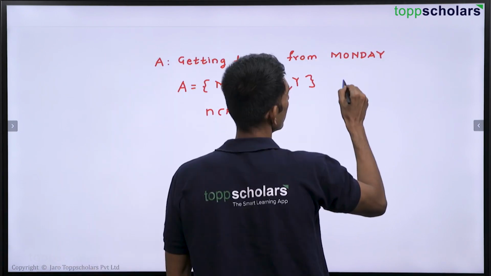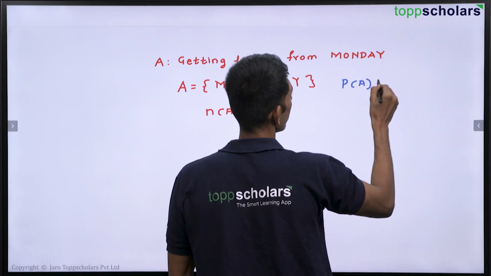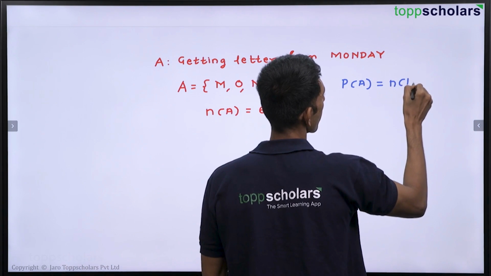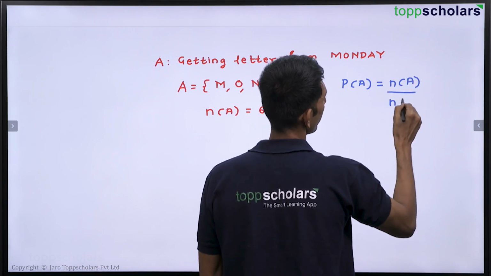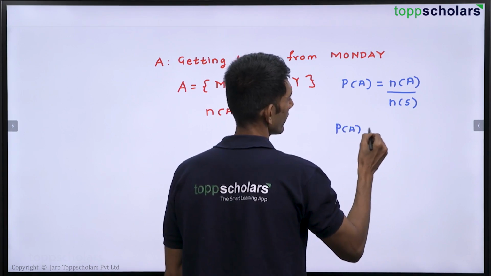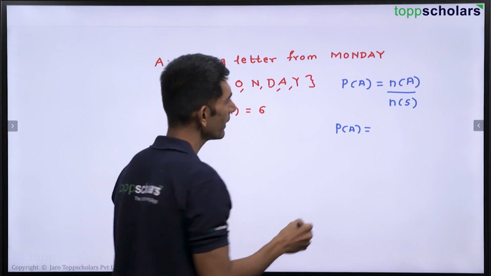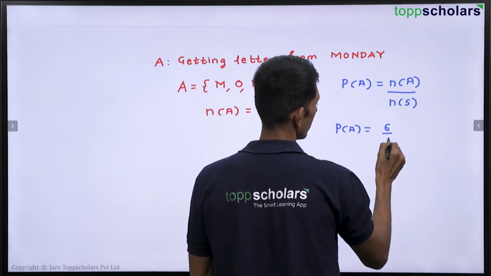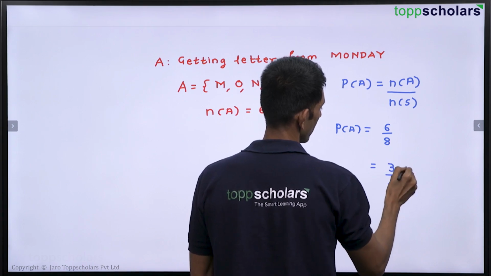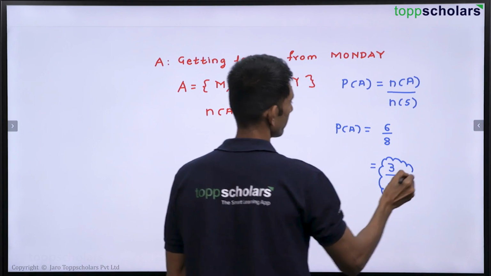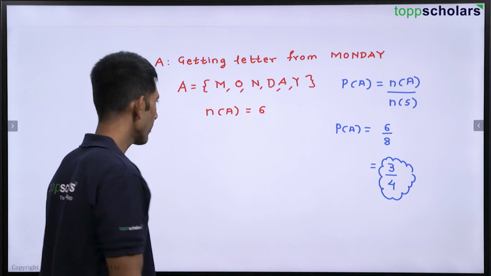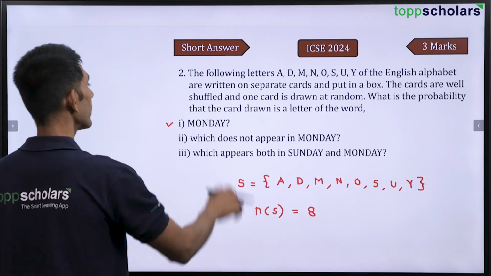So can I say the probability of event A will be equal to n of A divided by n of S. So the probability of event A will be equal to 6 by 8. And 6 by 8 is nothing but 3 by 4, because if you divide by 2, you will get 3 by 4. Easy, isn't it?